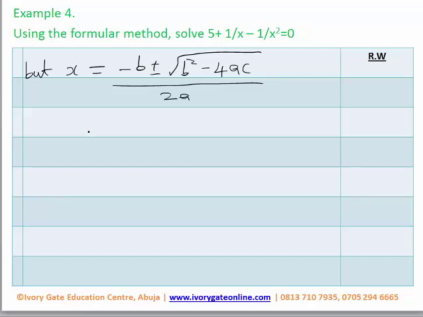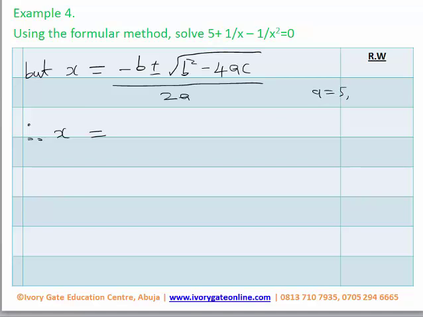This gives us, okay, therefore we say, substituting the values, we have, remember that, so that we don't miss it, a is what?